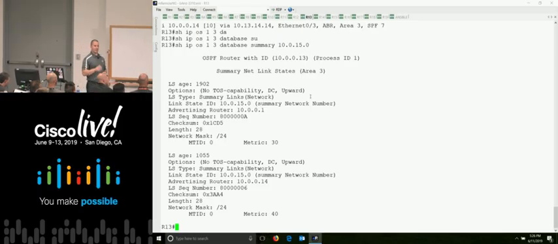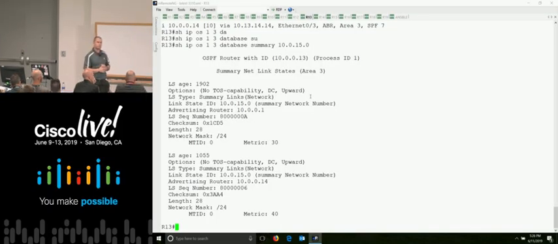As a quick aside, if I wanted to make this load share, what's one quick change I could do on R13? What could I do? Increase what cost to what? Increase the cost to R1, make it, what should I make it? It's 10 right now. That's right.